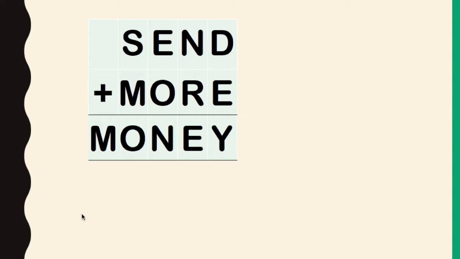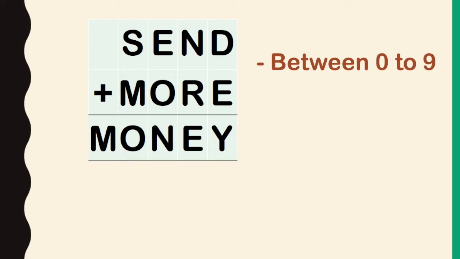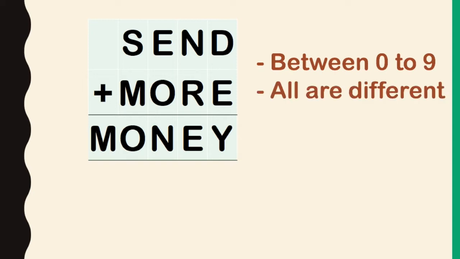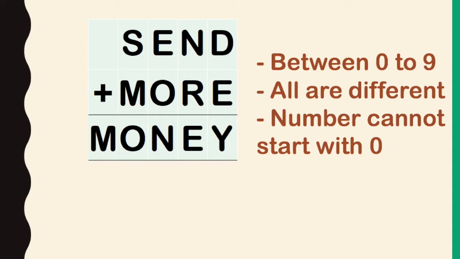So let's first understand what the constraints given are. The first is that all these alphabets or characters will have a value between 0 to 9. The second and important constraint is that all these alphabets will have different values. So important to note, they will have different values. And the third is really the rule of arithmetic, that no number starts with 0. So we would say 4, not 04. So all these three numbers, send, more and money, should not start with 0.